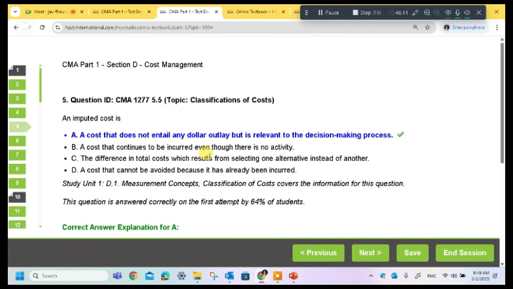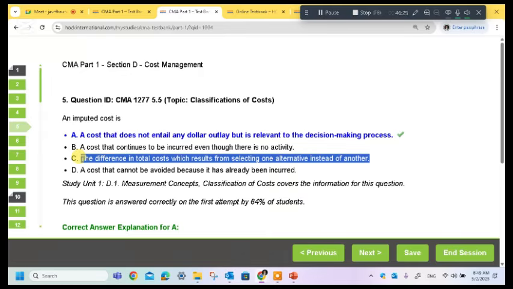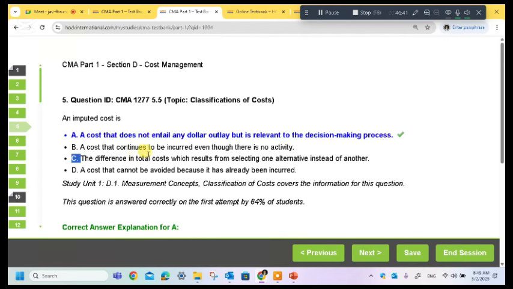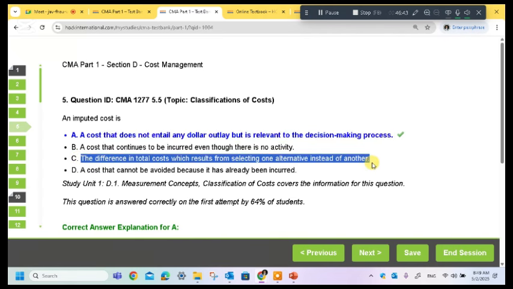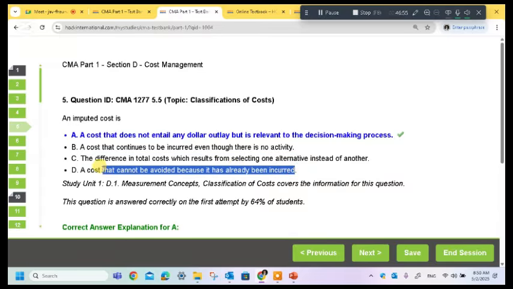Let me see the others one by one. A cost that continues to be incurred even though there is no activity: fixed cost. The difference in total cost which results from selecting one alternative instead of another is known as differential cost. Differential cost means if I choose option A, how much is my cost? If I choose option B, how much is my cost? The difference is the differential cost. A cost that cannot be avoided because it has already been incurred is sunk cost.